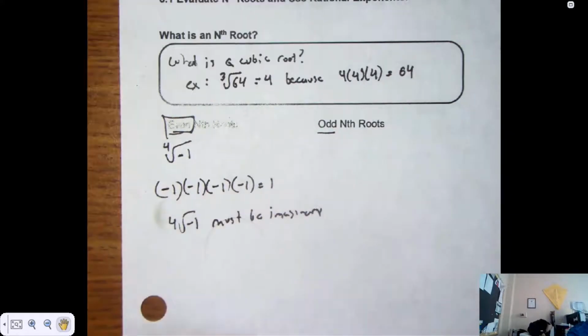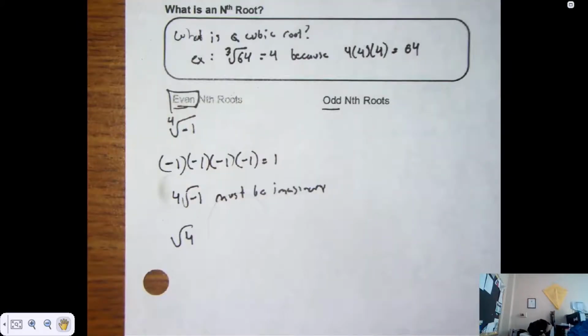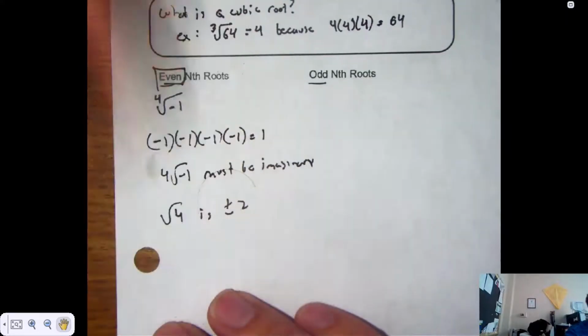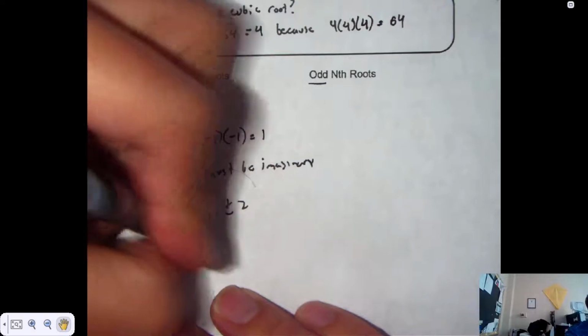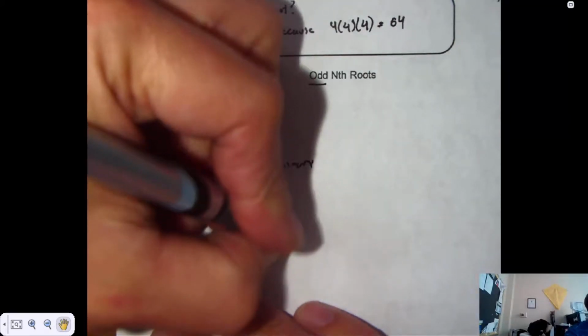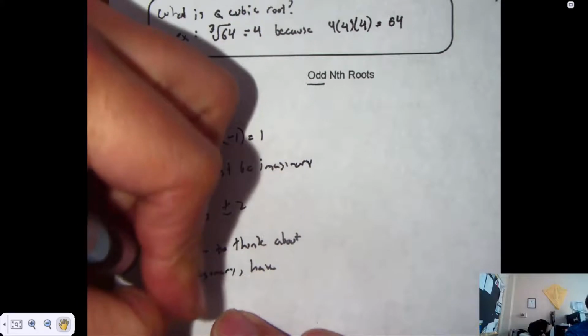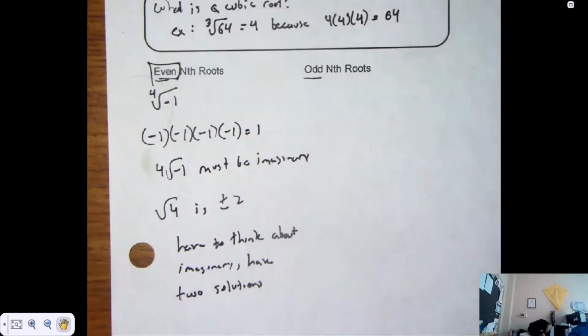There's also one more thing I need to talk about. The square root of 4, something real. How many answers does it have? 2. It's plus or minus 2. So the deal with even roots is you've got to think about imaginaries, and you have 2 solutions. You're always going to have 2 solutions. Always. Well, not really, if it's imaginary. Then you have odd nth roots.